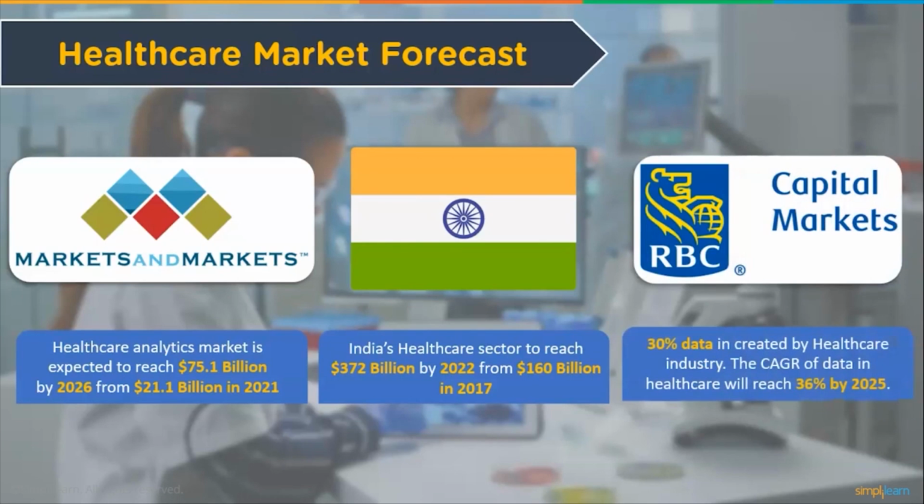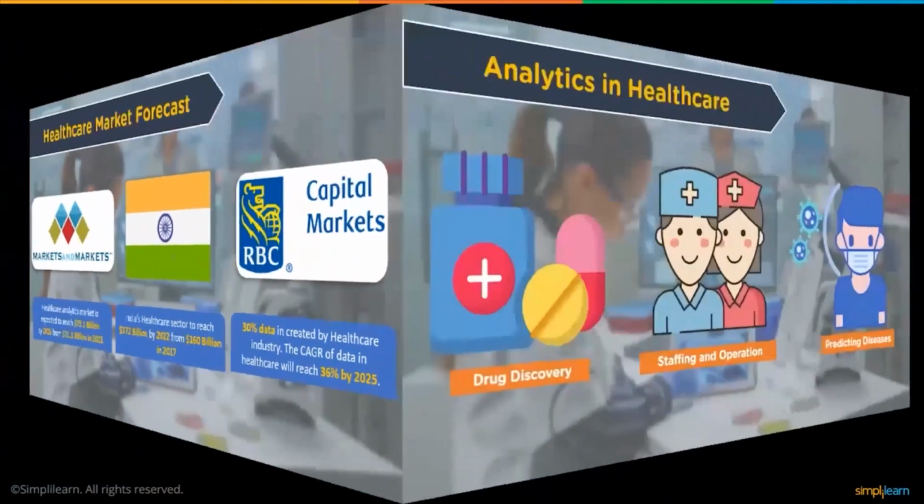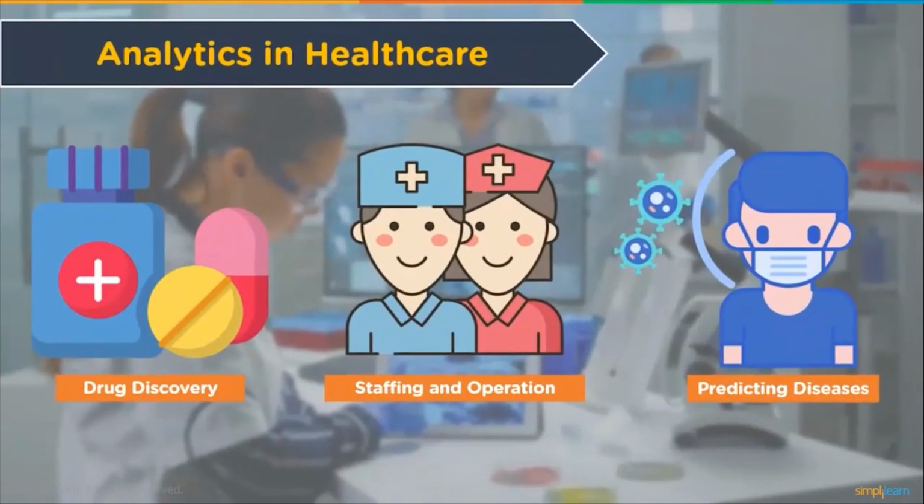Now, as per RBC Capital Markets, approximately 30% of the world's data is generated by the healthcare industry. By 2025, the compound annual growth rate of data in healthcare will reach 36%. Now, that is 6% faster than manufacturing, 10% faster than financial services, and 11% faster than media and entertainment. Now, let's see the various applications and issues that analytics can solve in healthcare. We will look at drug discovery, staffing and operation, and see how analytics can help predict diseases.